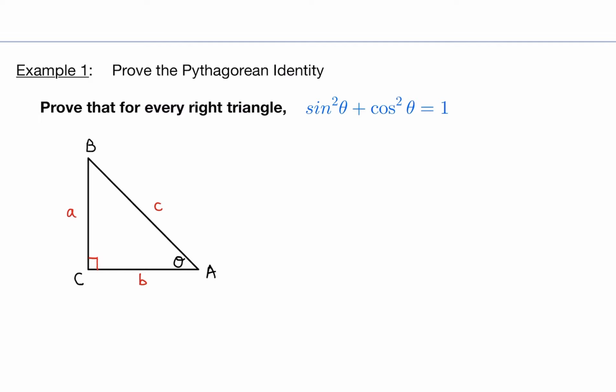Now we're going to start with the Pythagorean theorem, which states a squared plus b squared is equal to c squared. What this means is the leg of a right triangle squared plus the other leg of a right triangle squared is equal to the hypotenuse squared. Now we're going to manipulate this equation by dividing both sides by c squared, and when we do, we split this fraction up into two different parts. This gives us a squared over c squared plus b squared over c squared, and that is equal to 1.